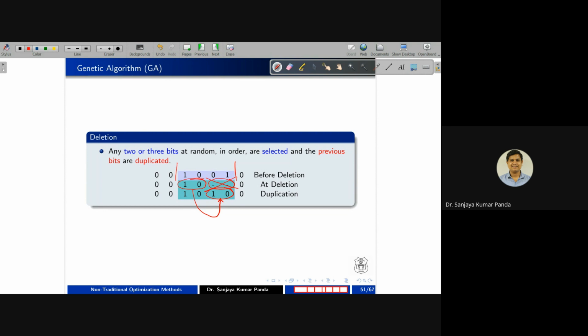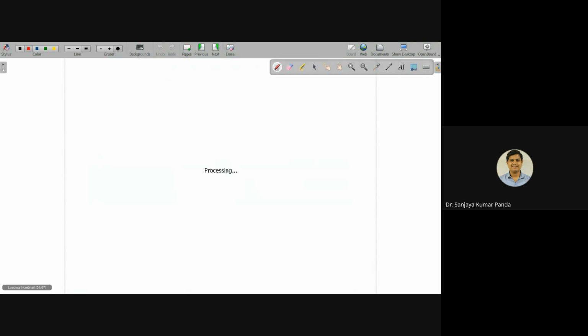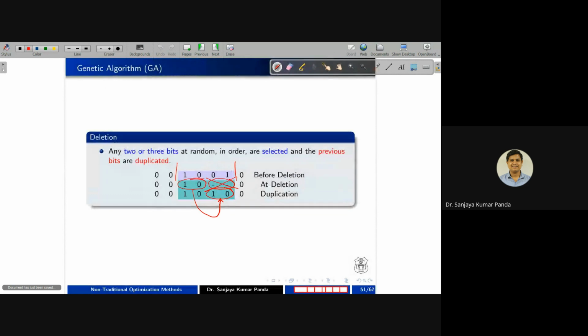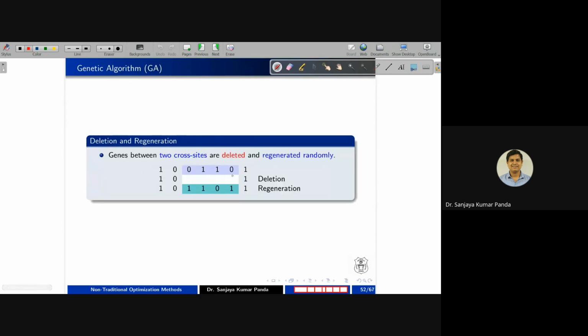Okay, we deleted it and we have copied it. Or you can go for complete regeneration also, right? Without copying. Here we are regenerating just by copying. Sometimes you can make 2 points, totally delete it, and regenerate it. That way also you can do. Like here you can see I have completely deleted it and I have generated again a set of bits. That also can be possible in the case of crossover.